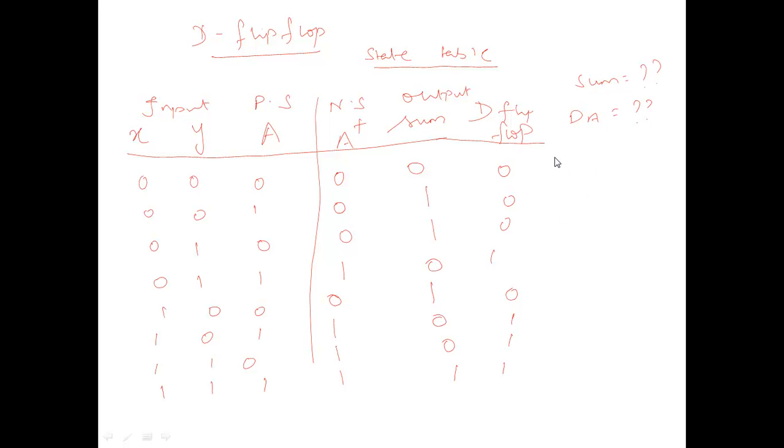For sum and DA, you have to use a 3 variable Karnaugh map, because you have 3 variables here: X, Y, A, with combinations 00, 01, 11, 10 and 0 and 1. Let us do sum first. You can see sum is 0, 1, 1, 0, 1, 0, 0, 1. That is minterm 1, minterm 2, minterm 4 and minterm 7 are present.